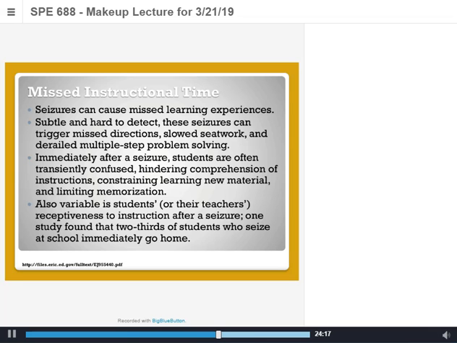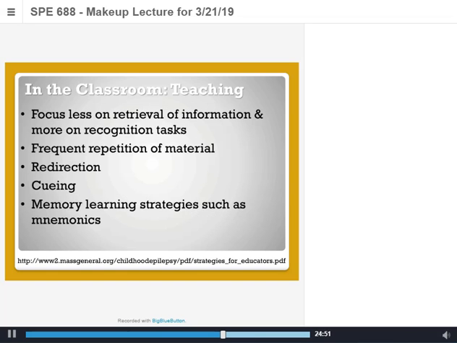Another thing that's variable is the students' or the teacher's receptiveness to instruction after a seizure. In fact, one study found that two-thirds of students who have a seizure at school immediately go home. And again, that is not necessarily medically indicated. There are students who can have a seizure at school. Of course, we document it, and we keep an eye on them, but if they have a little rest time, they can just return to school and not need to necessarily go home.